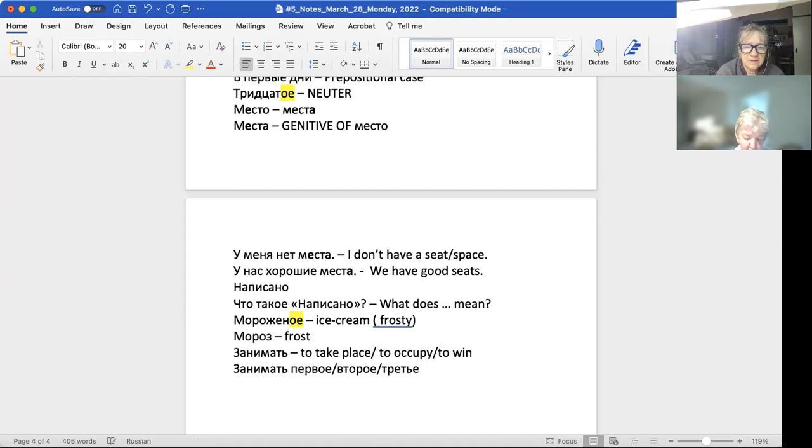Now, на Олимпиаде, and that's prepositional. Right, prepositional, of course. Место на Олимпиаде. It answers the question where, right? Место. На Олимпиаде it's prepositional case, of course. All right.